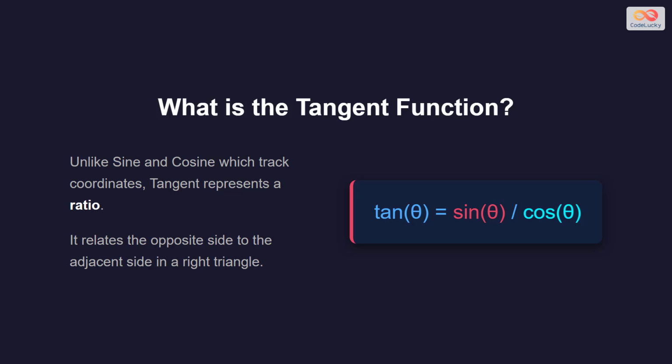Let us start with the definition. Tangent is not just a coordinate on a circle, it is a ratio. Mathematically, tangent of theta equals sine of theta divided by cosine of theta. This fraction is the key to understanding the entire graph. Because we are dividing by cosine, whenever cosine changes, tangent reacts dramatically.